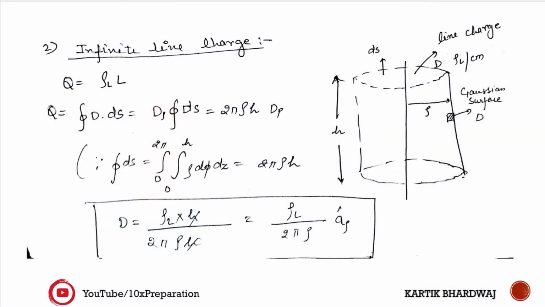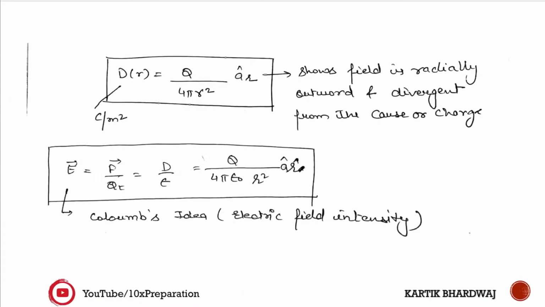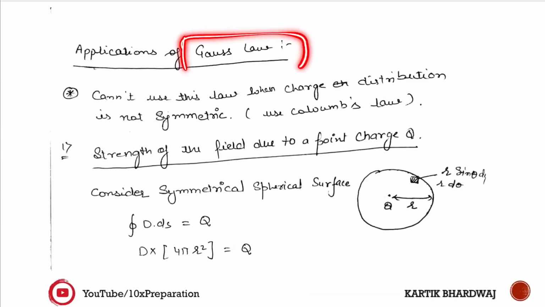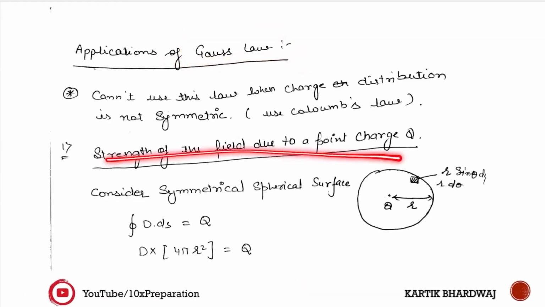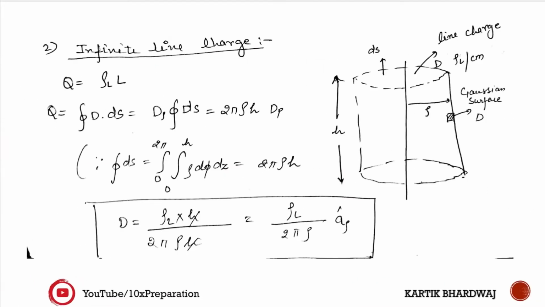Now come back to the second application of the Gauss law. In the first application we discussed the strength of the field due to a point charge. Now, the second: an infinite line charge. We are considering one line charge, with a symmetrical distribution about it.